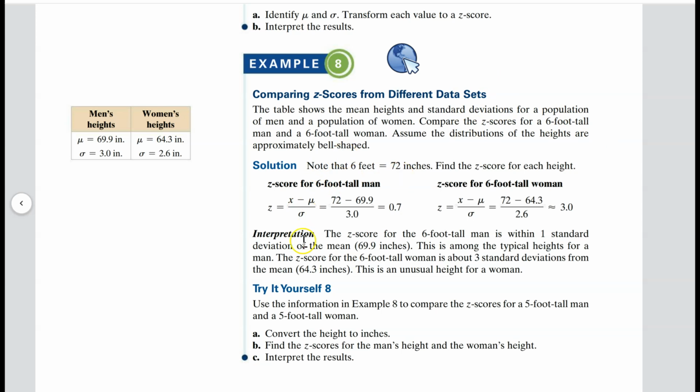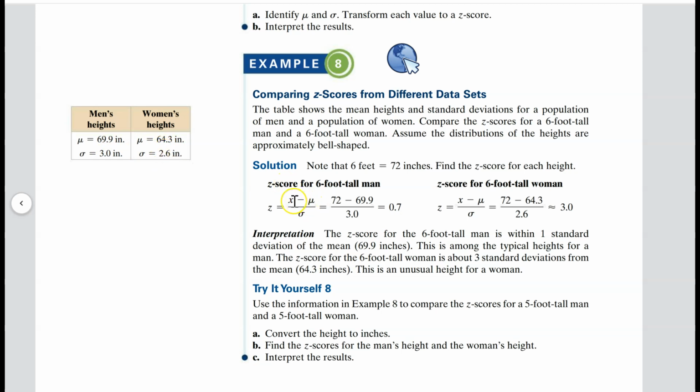So we can do the example that they give. The table shows the mean heights and standard deviations for a population of men and women. Compare the z-scores of a 6-foot tall man and a 6-foot tall woman. So if you have a 6-foot tall man, they're doing this in inches, by the way, not feet. 6 feet is 72 inches. The mean height for men in this data set is 69.9. The standard deviation is 3. The mean height for women in this other data set is 64.3. And the standard deviation is 2.6.